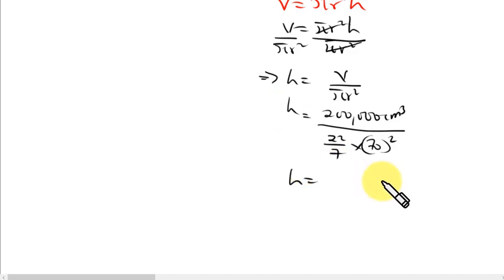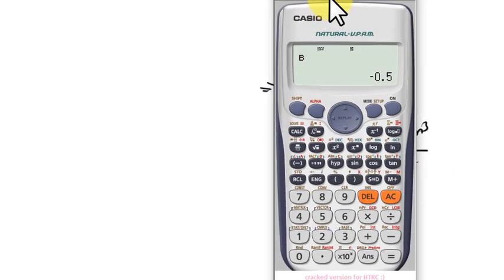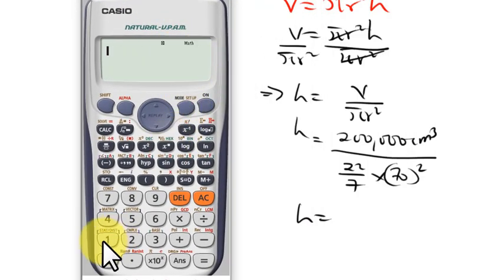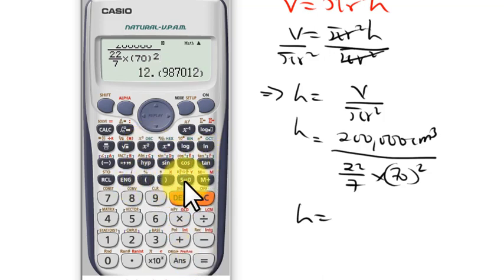All right, let me do some calculations. So I'll pull up my calculator. I'll type 200,000, and I'll press on the fractional template. 22, and I'll press on it again. On 7, I'll press on the right cursor key, times 70 squared. And what is this? I have 1000 on 77. Press on SD and convert it to decimal. I have 12.987.